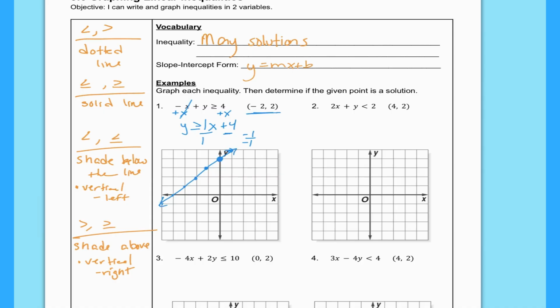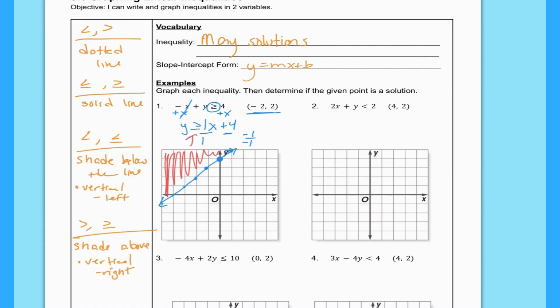Notice that I made a solid line, and that was because we had this or equal to. Again, we're going to look at our sign here. It's greater than, and we said that if it's greater than, we're going to shade above. So I'm going to shade up above this line. The answer then, instead of just points on the line like an equation, is going to be every single point in that shaded region, and every point on the line because it's a solid line.